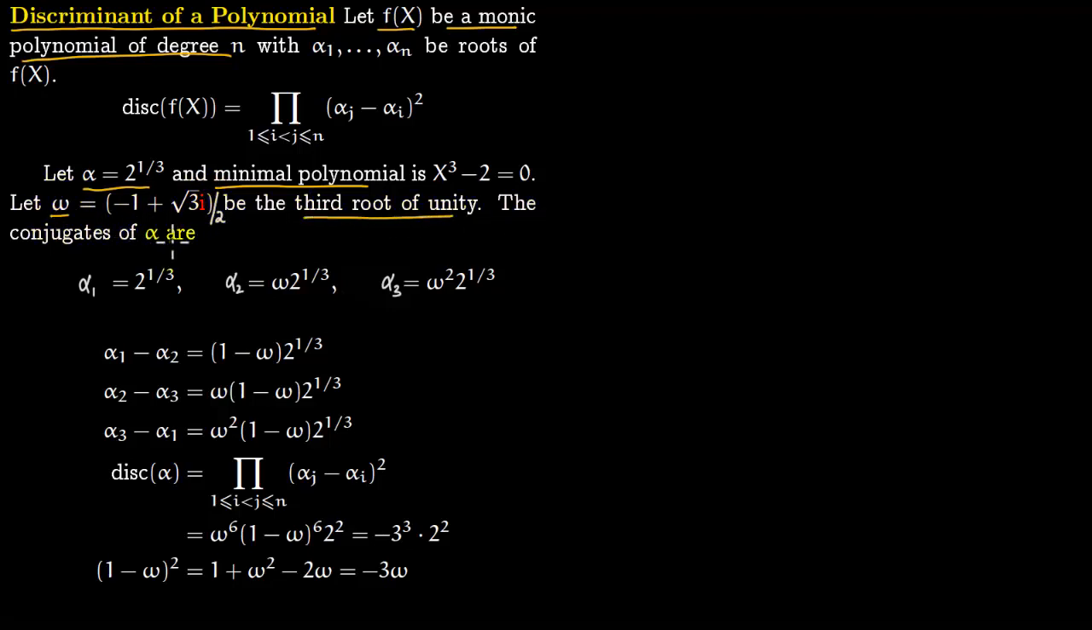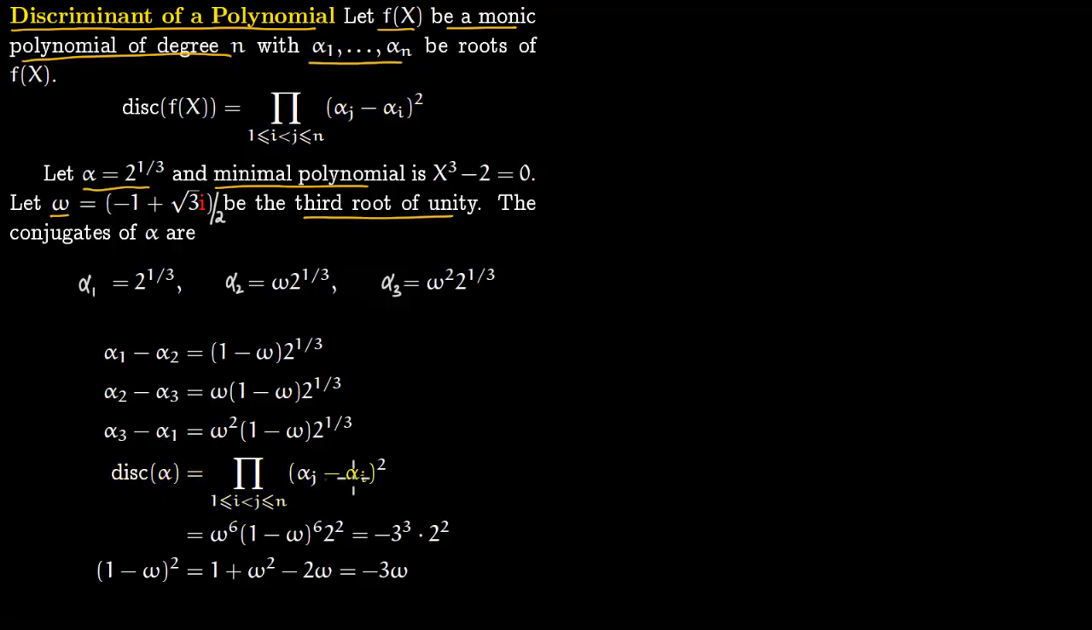So the conjugates of alpha, alpha 1 to alpha n, are roots of f(x) and they are conjugate to each other. So alpha 1 is 2 to the 1/3, alpha 2 is omega times 2 to the 1/3, alpha 3 is omega squared times 2 to the 1/3. You compute alpha 1 minus alpha 2, which is (1 minus omega) 2 to the 1/3, then alpha 2 minus alpha 3, which is omega (1 minus omega) 2 to the 1/3, and alpha 3 minus alpha 1 like this. You have to know that j has to be greater than i, but you have a square here, so it doesn't really matter.